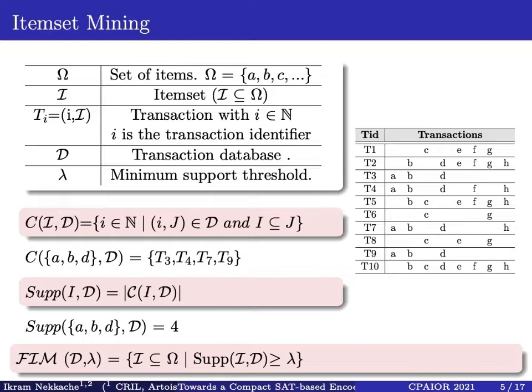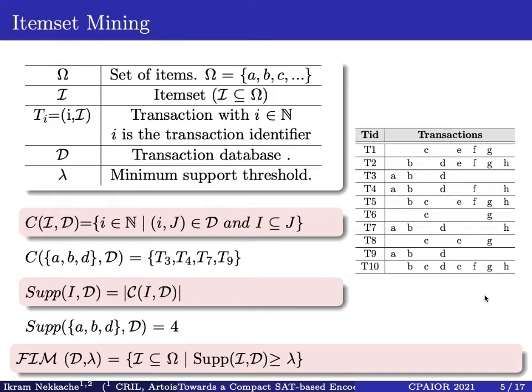Before presenting our approach, let me give you an overview on itemset mining. Given omega a set of items, an itemset is a subset of omega, and the transaction database is a set of transactions where each transaction is identified by a transaction identifier. Simply, a transaction is an itemset.